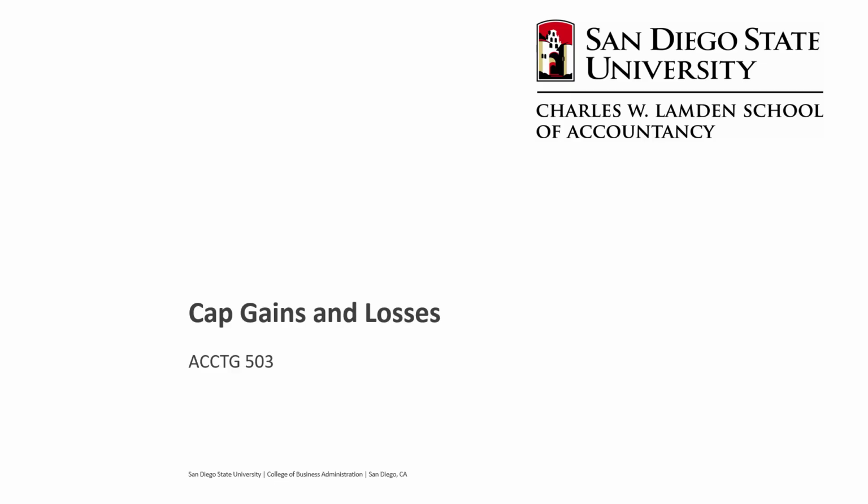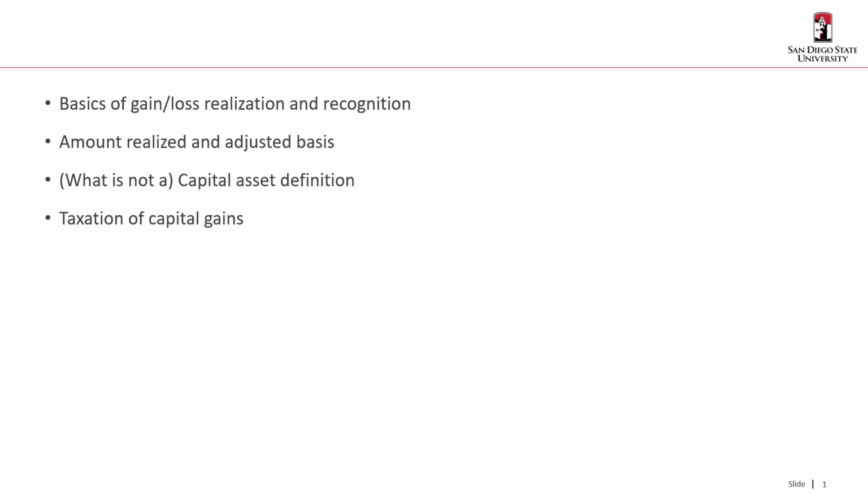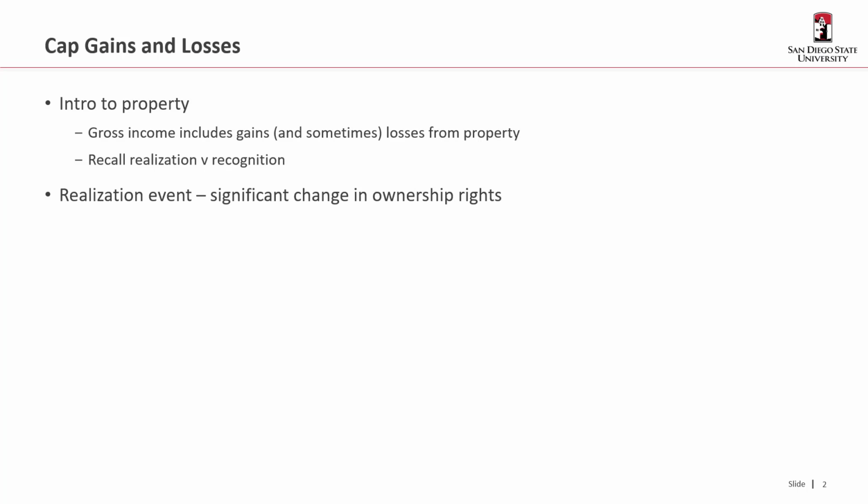Welcome to Module 4. This is on Chapter 5 of Accounting 503, and this chapter is all about gains and losses, mostly capital gains and losses. So we're going to talk about the basics of gain-loss realization and recognition. This is a little bit of a repeat. We're going to talk about amount realized and adjusted basis. We're going to talk about capital assets. And then lastly, how capital gains and losses are taxed.